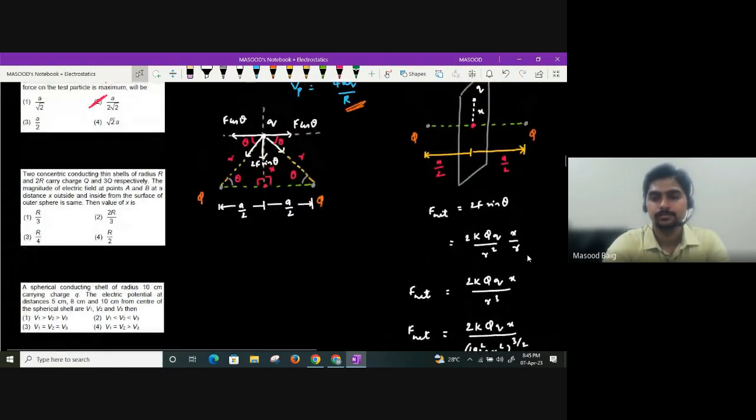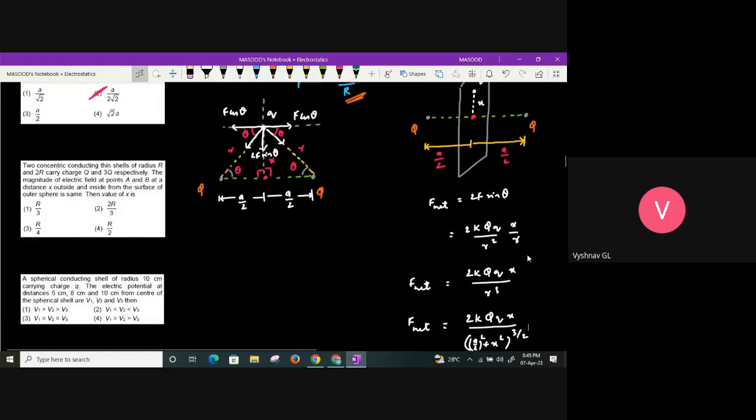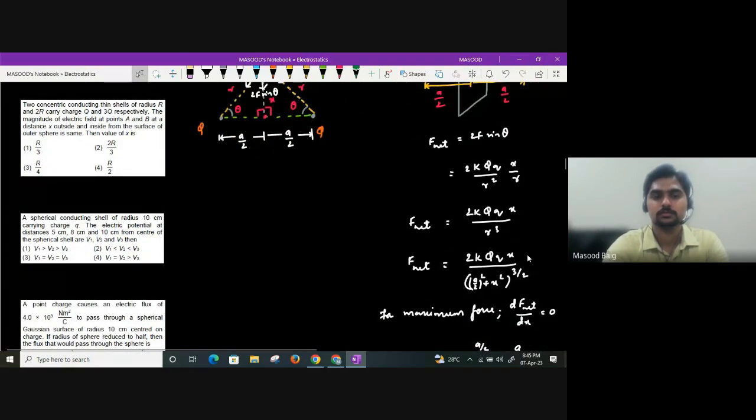Am I audible? So could you orally tell how we find minimum and maximum? Orally, first derivative should be equal to 0. If I say it orally, that is what it will be. First derivative should be equal to 0.